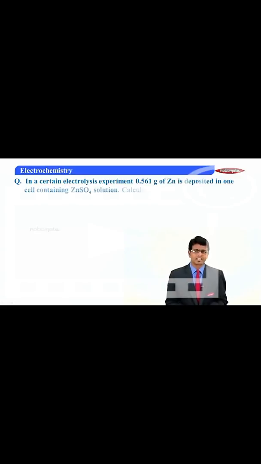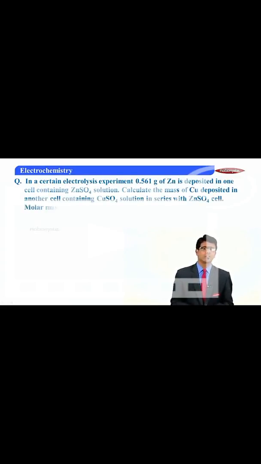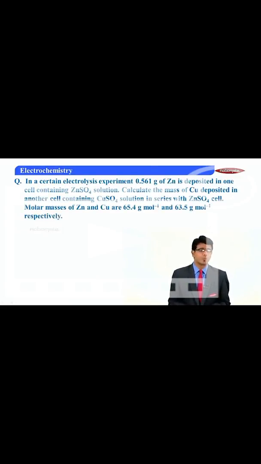The question says that in a certain electrolysis experiment, 0.561 grams of zinc is deposited in one cell containing zinc sulfate solution. Calculate the mass of copper deposited in another cell containing copper sulfate solution in series with the zinc sulfate cell. Molar masses of zinc and copper are 65.4 and 63.5 grams per mole respectively.